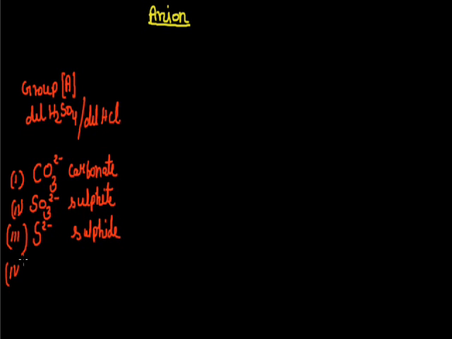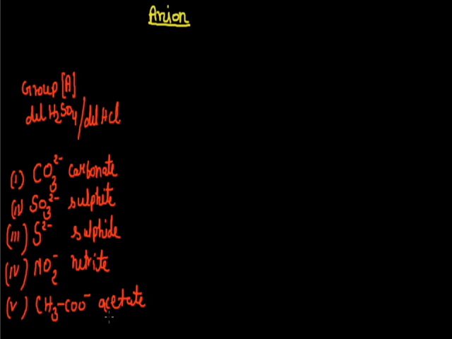The fourth is nitrite, NO2-. The fifth is acetate, CH3COO-. So these five radicals make up group A, or the dilute H2SO4 or dilute HCl group.